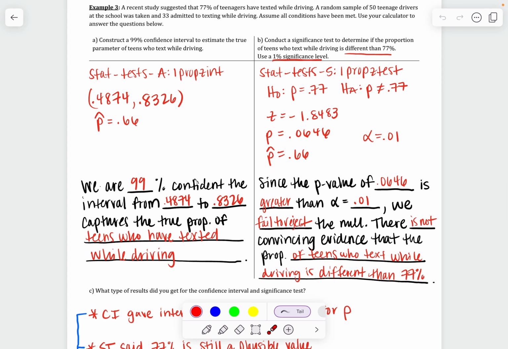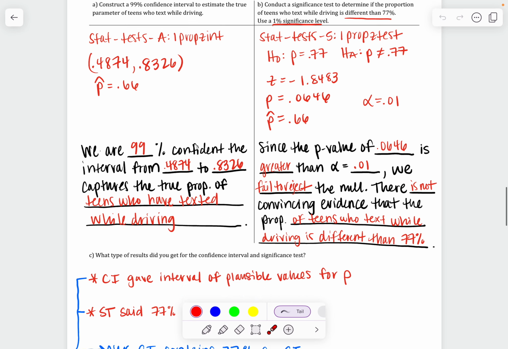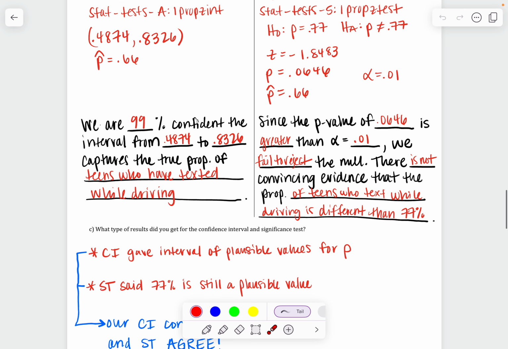One thing within the stat tests for the 1-PropZTest, you do have to pick your alternative. The question itself is asking if it's different than 77%, so I picked the not equal to sign. Make sure that you are picking the right one, otherwise you're not going to get the correct p-value.